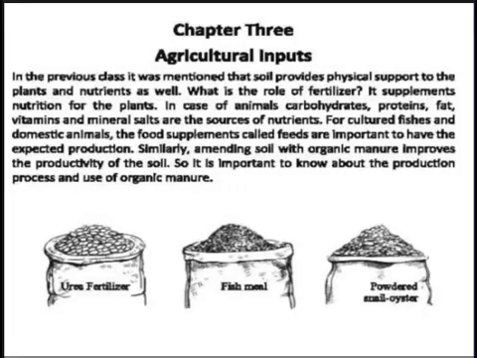In the case of animals, carbohydrates, protein, fat, vitamins and mineral salt are sources of nutrients. For cultured fish and domestic animals, food supplements called feeds are important to have the expected production. If I want to get more production in cultivating fish and rearing domestic animals, I give an extra food supplement that is called feeds. Similarly, amending soil with organic manure improves the productivity of the soil. If I give more organic manure, then we will get a lot of production from the soil.